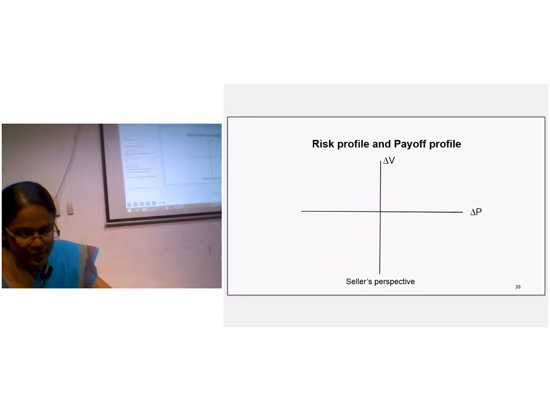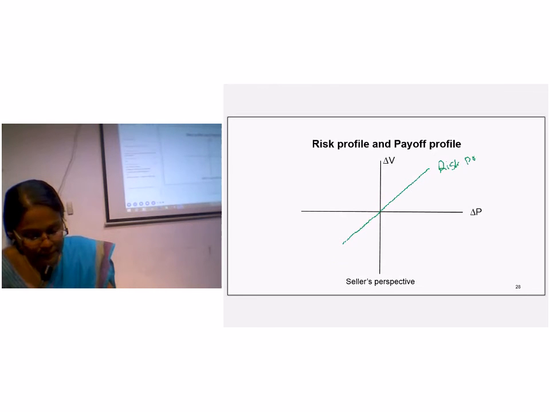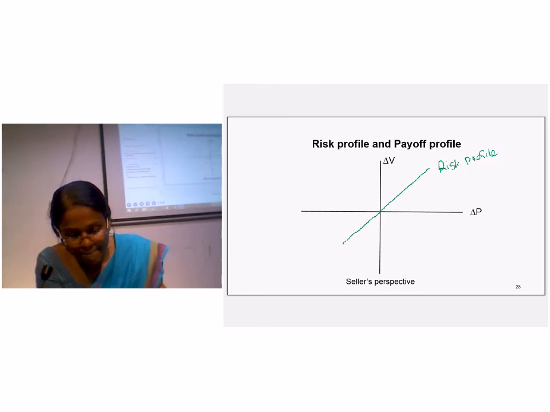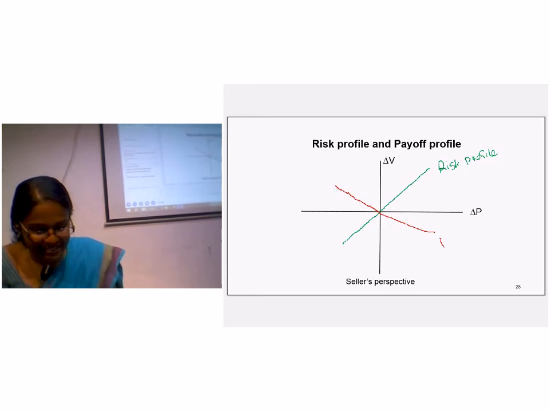Now, seller's perspective, what is the risk profile? Is it positive or negative? Risk profile, positive. This is the risk profile, because for the seller, it is good that market prices are increasing. It's good for the seller because they can earn more cash flows. And the payoff profile, this is a straight line flow. Payoff profile.